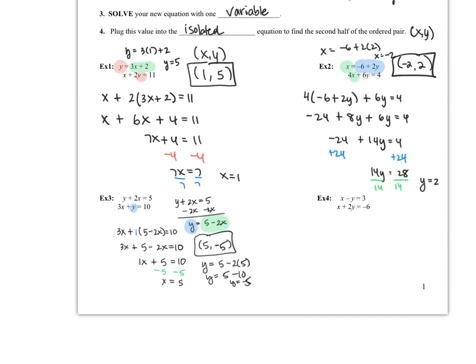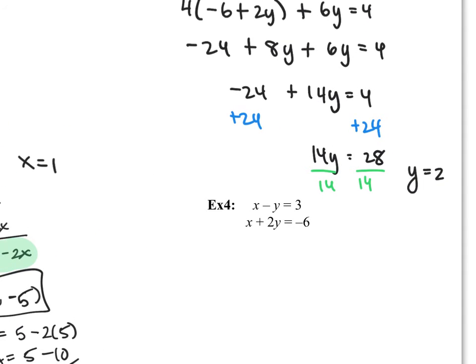So at this point, you're going to go ahead and pause the video, try example 4. Start by thinking about which of your variables, x or y, is going to be the easiest to isolate. Isolate that variable first, substitute it in, solve your new equation, and don't forget to find the second half of your ordered pair. Pause the video, press play when you're ready to check your answer.